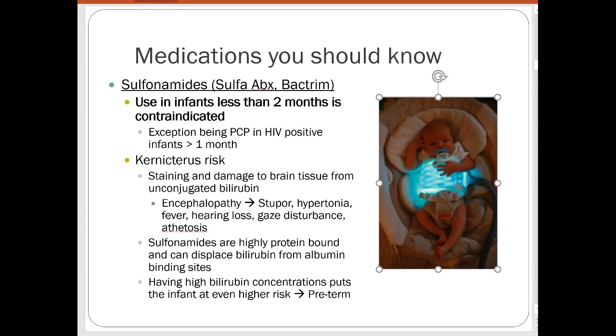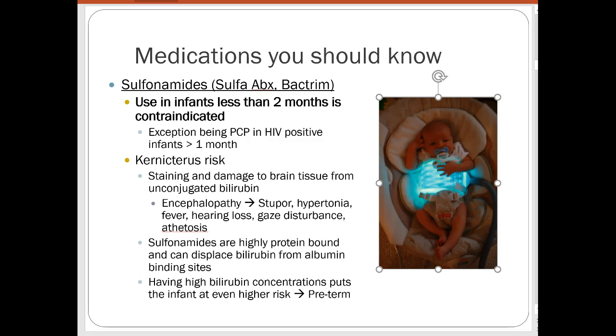There we go. Sulfa drugs: in infants less than 2 months, it's contraindicated to use. The exception is in HIV-positive infants who have pneumocystis pneumonia, which would be unusual, but it's possible. That would be an okay use because that's really the drug of choice. The reason why is something called kernicterus, which is staining and damage to the brain from excessive bilirubin levels circulating in the blood. Neonates just can't process bilirubin as fast, especially if they're premature and their liver's not able to do it as much.